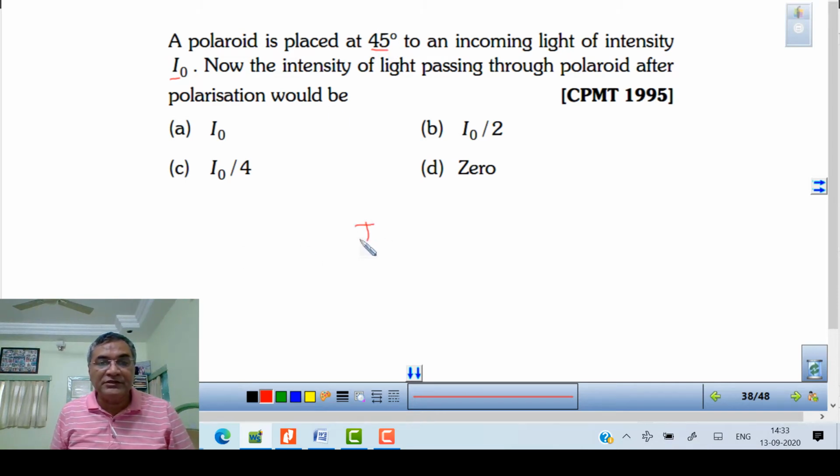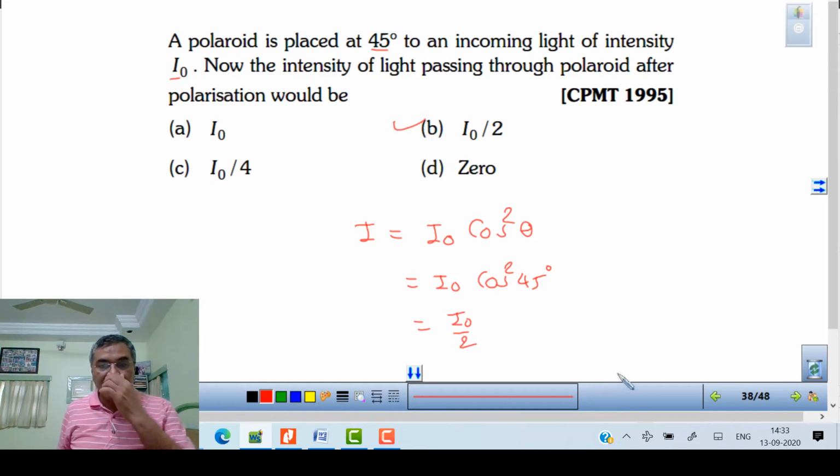We know what the intensity is after passing through the polaroid. So I is equal to I0 cos square theta. So you should know this formula. So incident light is I0 cos square, what is the angle? That is 45 degree, cos 45 degree is 1 upon root 2, and then it is squared, so it will be I0 by 2. So option B is the correct one.